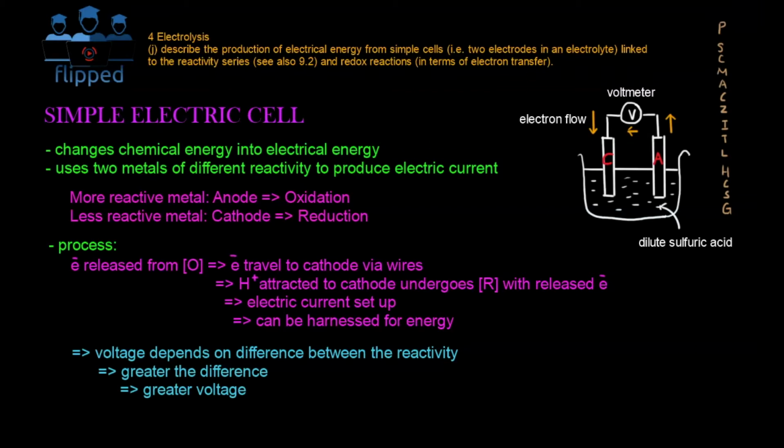Today we are on the last chapter of electrolysis, which is the simple electric cell. A simple electric cell basically changes chemical energy into electrical energy, and we use two metals of different reactivity to produce electric current. Let's take a look at the diagram here.